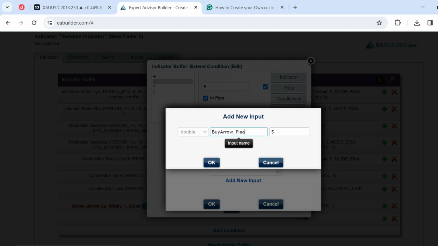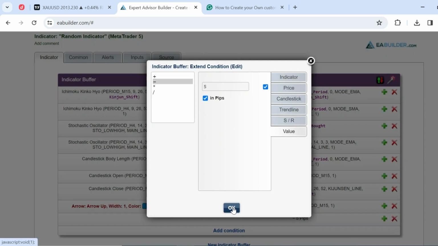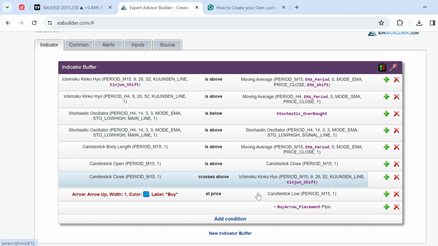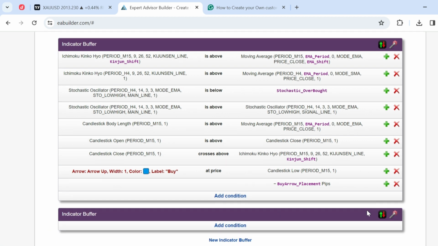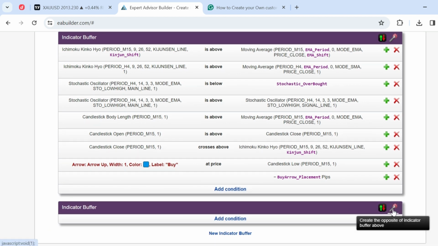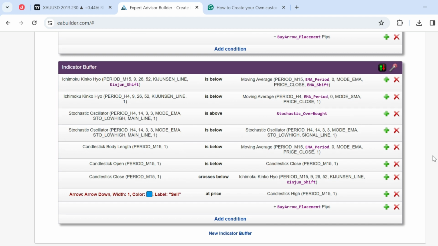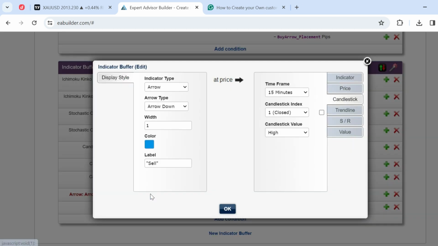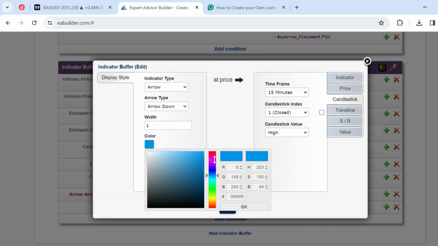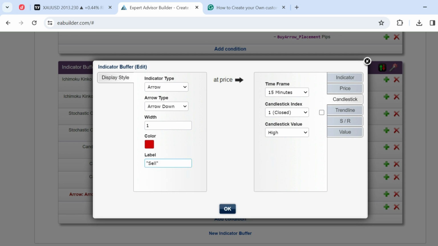So now that we've completed our buy signal, we are going to set up the sell signal. This is done simply by clicking the option at the bottom, New Indicator Buffer. Once you do that, click the icon that looks like a magician's wand. As you hover over it, it will state, create the opposite of the indicator buffer above. To make sure that we create the opposite signals, make sure the icon for the sell signal says sell. Now all we need to do is modify a few of the conditions to fit the sell signal.